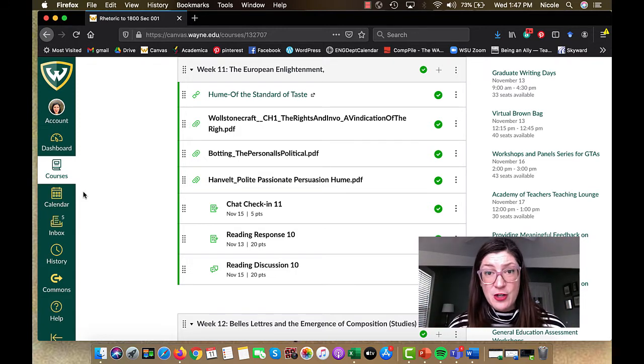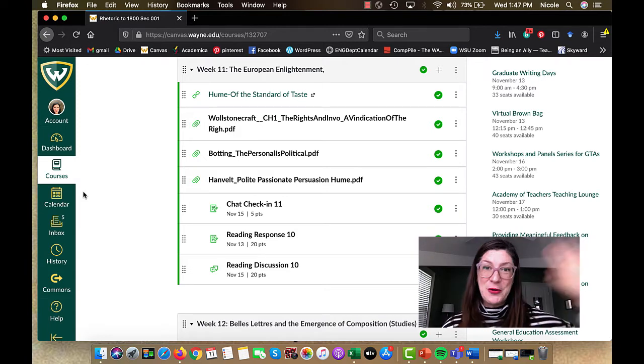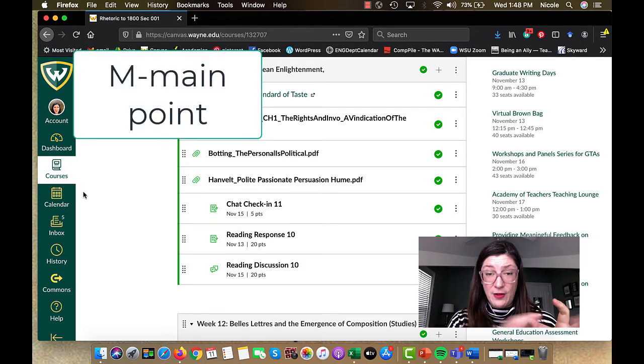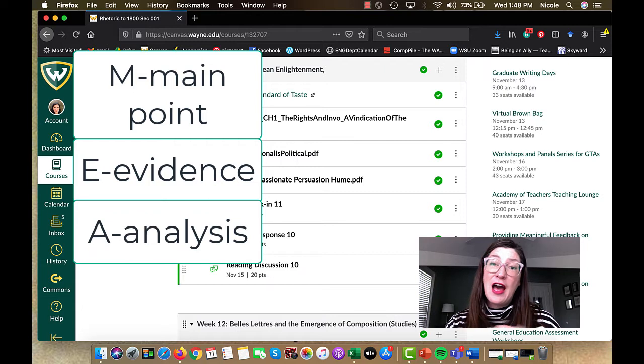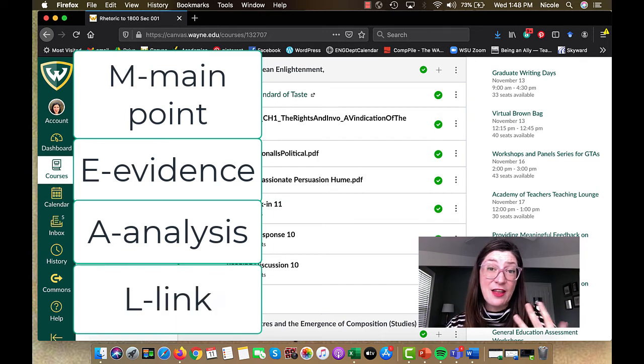meal plan structure. And if you don't know what a meal plan structure is, I'll try to post a little note here in this video, but it stands for the main point of the article. Any evidence that is key to understanding that article, any analysis that you have about the importance of anything within the article, and linking that whole source to your research topic.